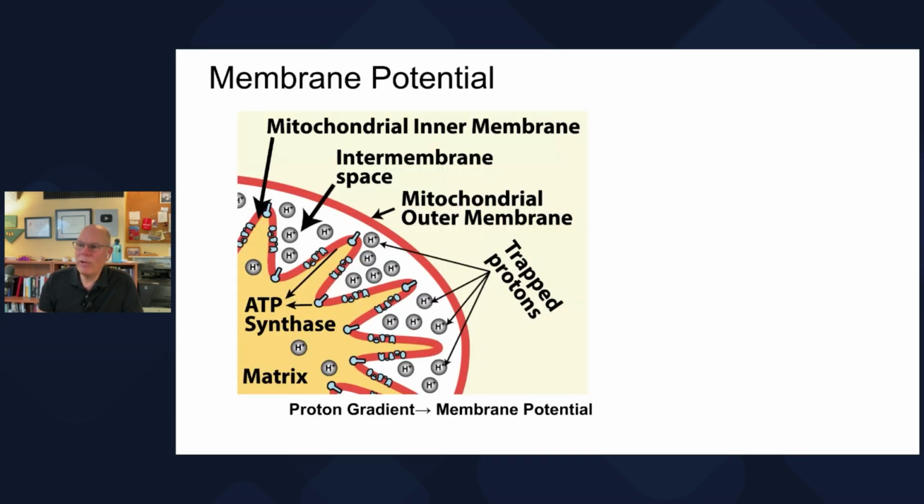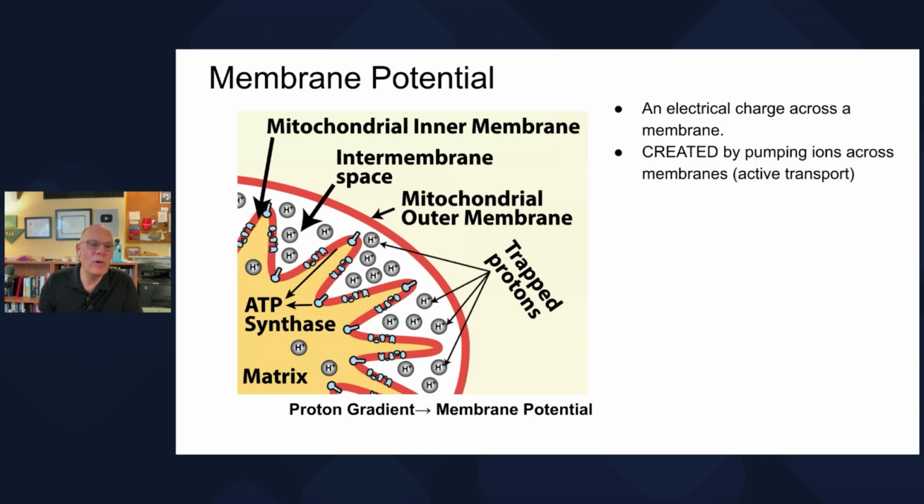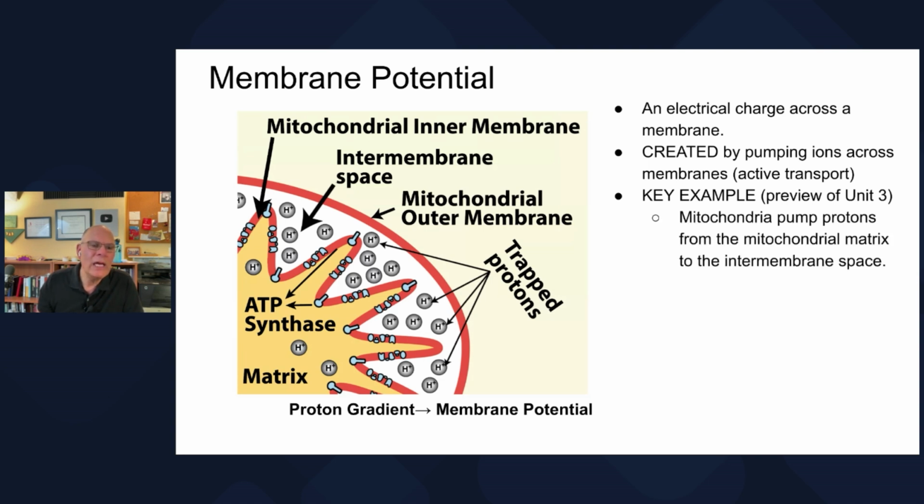Finally, we're going to talk about membrane potential. Membrane potential is an electrical charge across the membrane. It's created by cells. It takes energy to create it by pumping ions across the membrane. That's active transport. And a key example, and this is a preview of Unit 3, is that mitochondria will use a flow of electrons to pump protons from the mitochondrial matrix, this space over here, into this area over here, the intermembrane space. And that gives this intermembrane space a very positive charge.